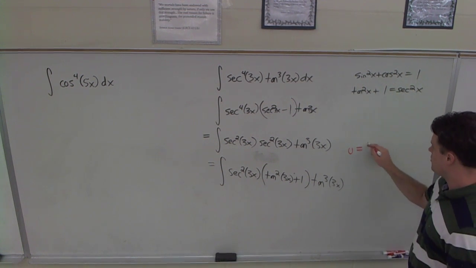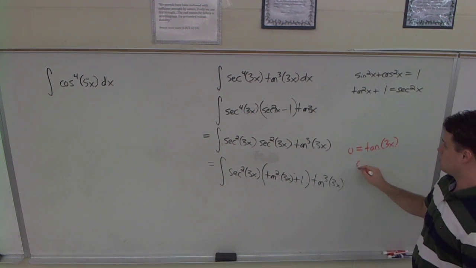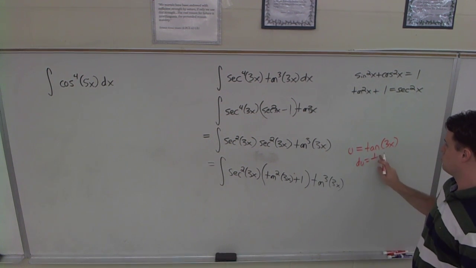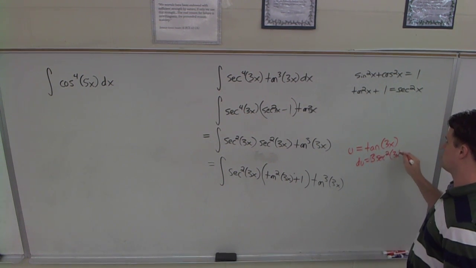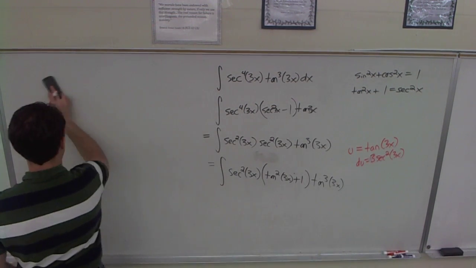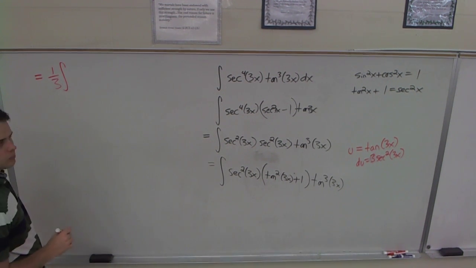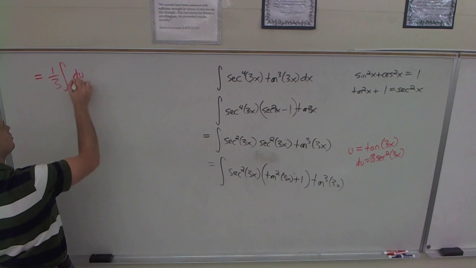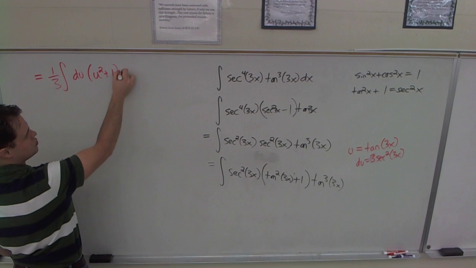So u is tangent of 3x. So du is going to be, well, it's going to be 3 secant squared of 3x, right? So then we're going to have a 1/3, yeah. So this is going to be equal to the integral. We'll put our 1/3 right here. Okay. And there is du. And we've got u squared plus 1 times u cubed, right?